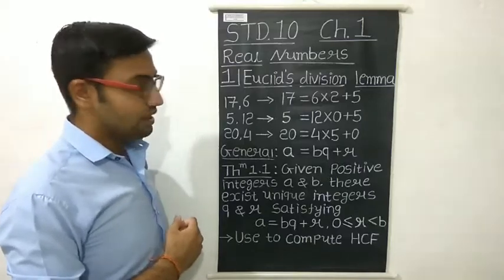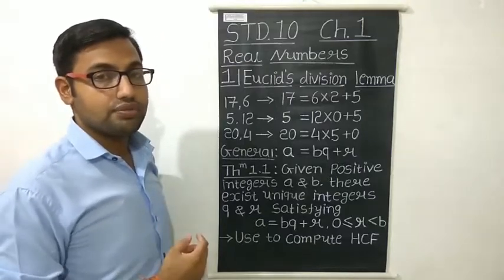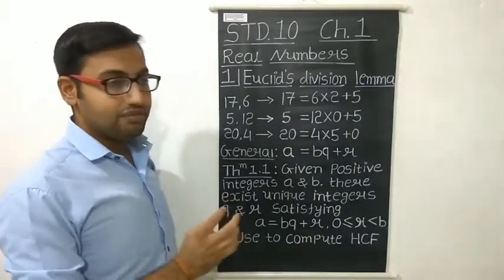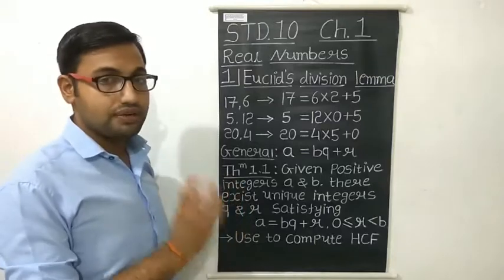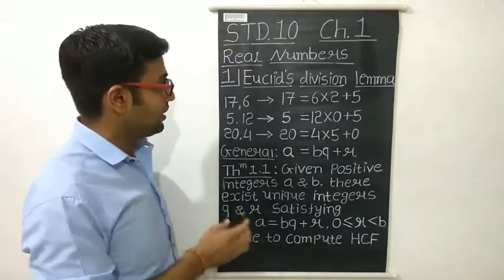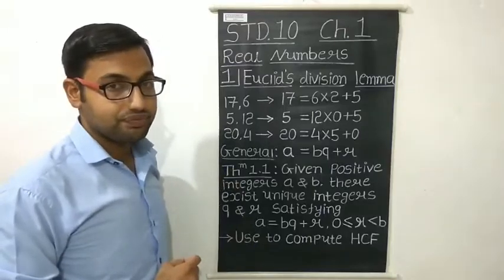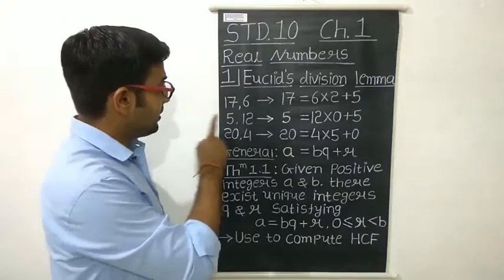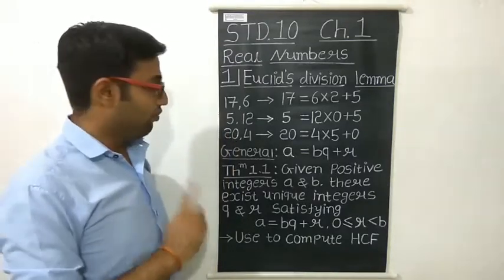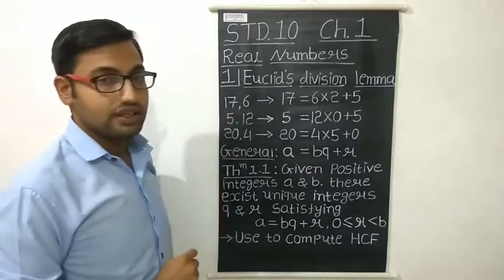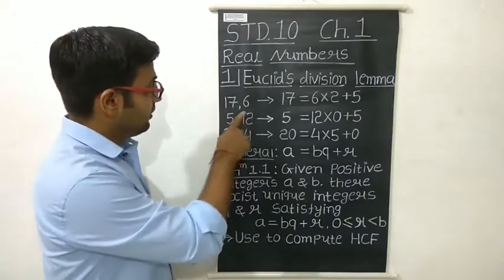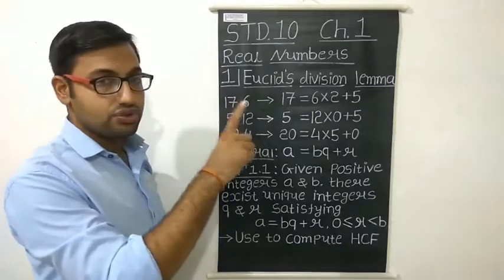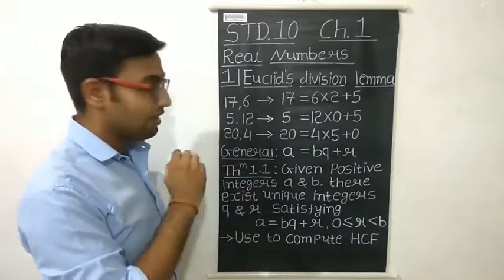You have already studied the division algorithm for numbers and for polynomials also. That same concept of division algorithm, we have to study as Euclid's division lemma. Let's suppose there are two numbers, 17 and 6. We want to divide 17 by 6. Then 6 2s are 12 and we get 5 as a remainder.